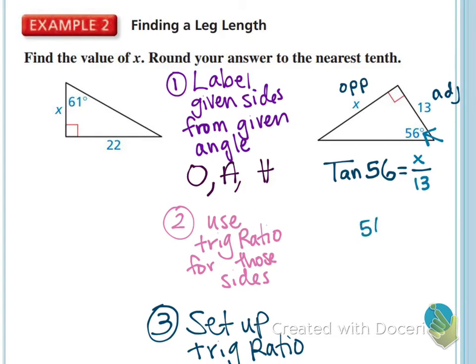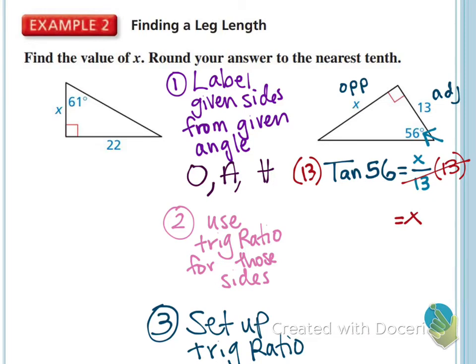From here, now it is an algebra problem. Because think if you had 56 equals x over 13, and you didn't have tangent there. It's the same idea. It's just that tangent of 56 is important. So what are we going to do to solve for x? Multiply both sides by 13. This will cancel out the denominator, and we'll only have x.